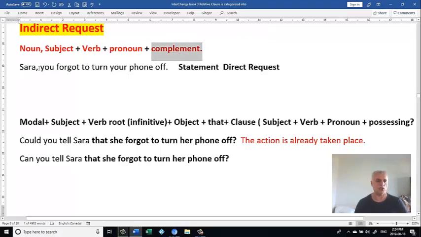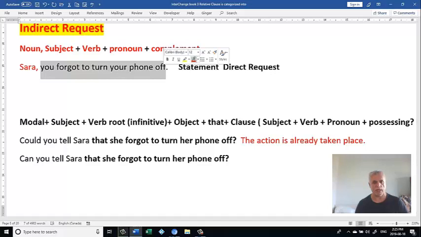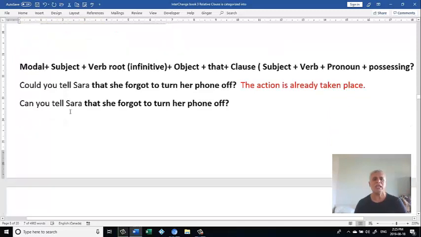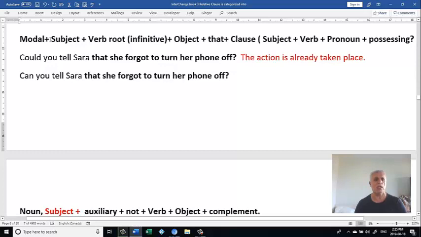If we have direct: Sarah, you forgot to turn your phone off. This is directly, we see the person, we're asking her, Sarah. Sometimes we say, hey Sarah, you forgot to turn your phone off. Then you have a statement or direct request. Then we're going to make it indirect. Here we say modal, then we have a subject, then we have the root of the verb, sometimes we call it infinitive, then we have the object.